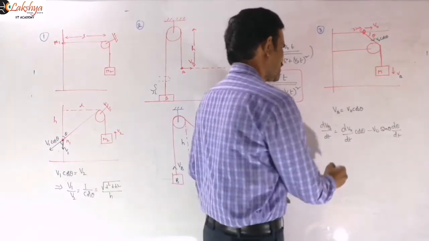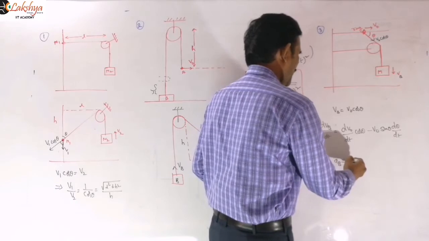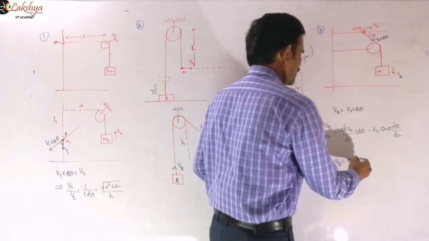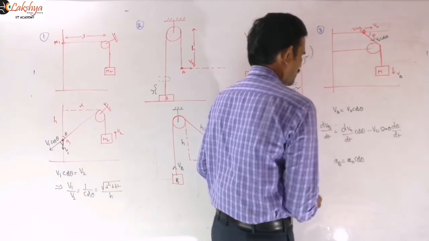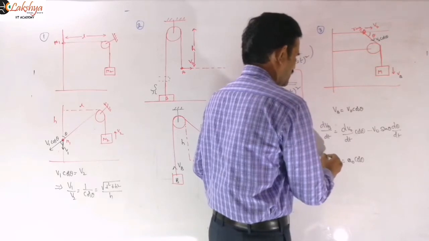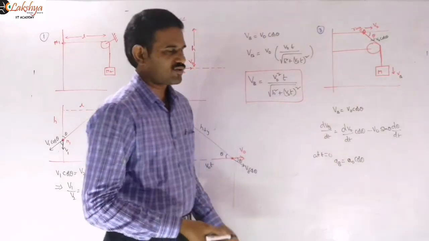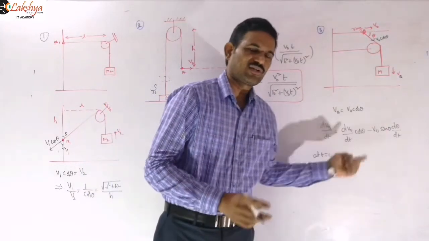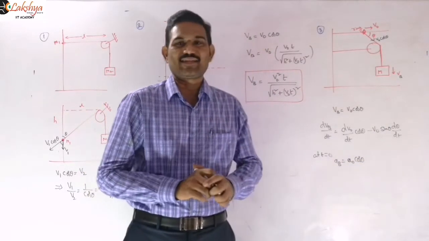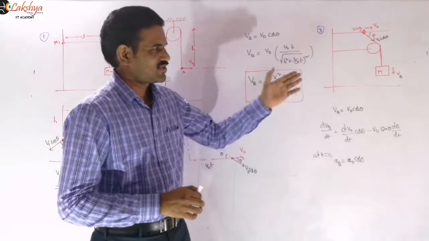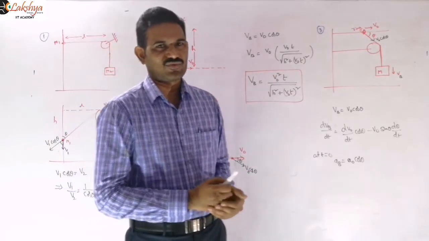Then in that case you can write that the acceleration of B is equal to the acceleration of A0 into cos theta. This is at t is equal to 0, just after releasing. But at any instant of time, you will get the full relation. So be careful about such acceleration relations, especially for this type of question, right?